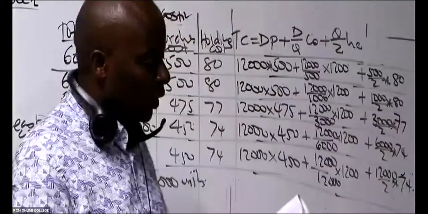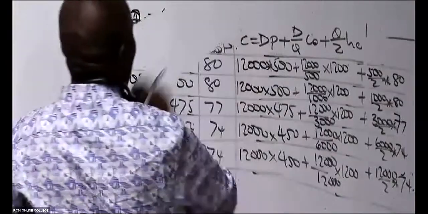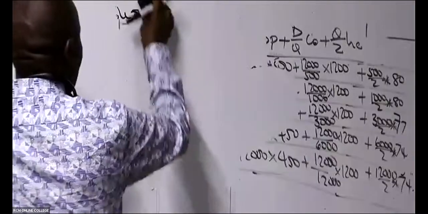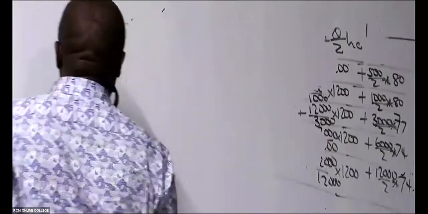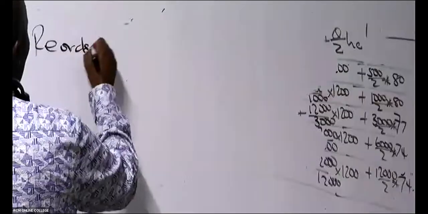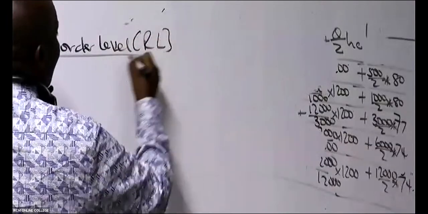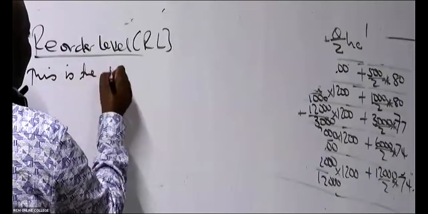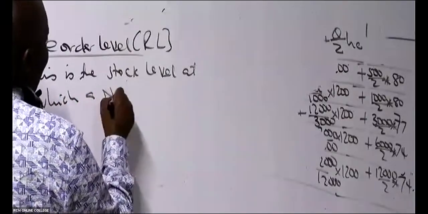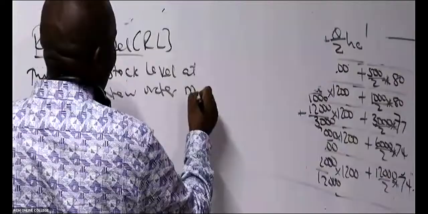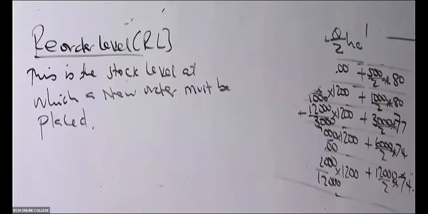So number 3, they want us to give them the optimal reorder level of product X. So remember that reorder level is the stock level at which a new order must be placed.